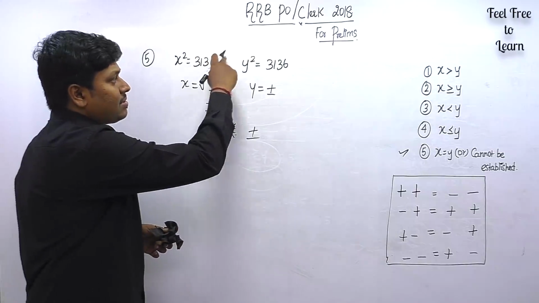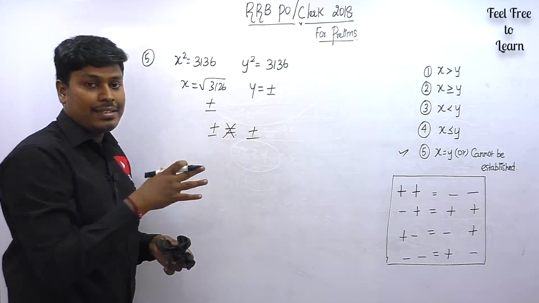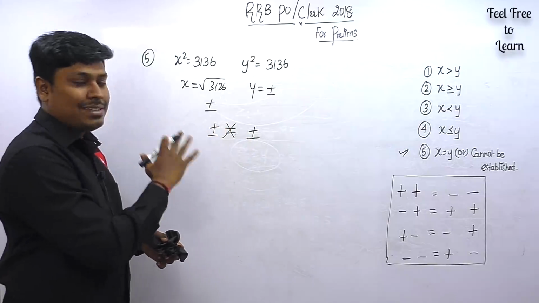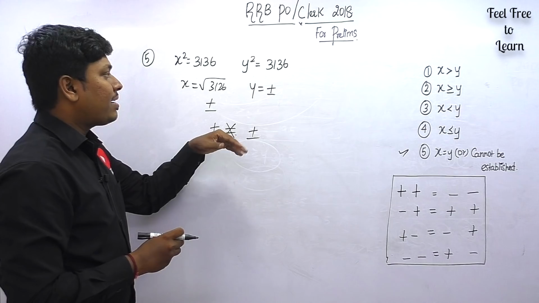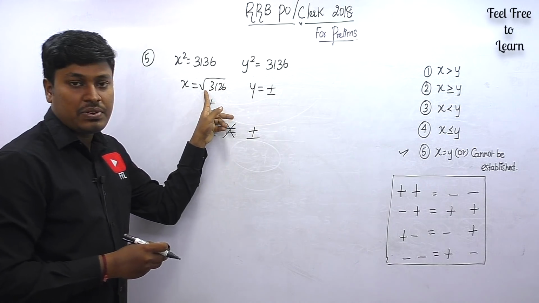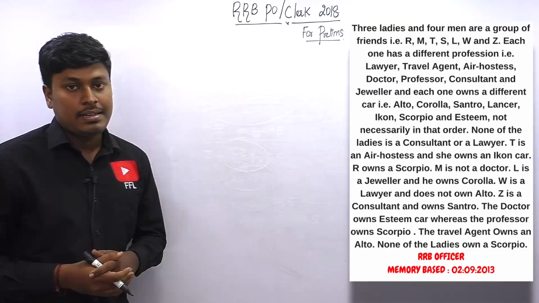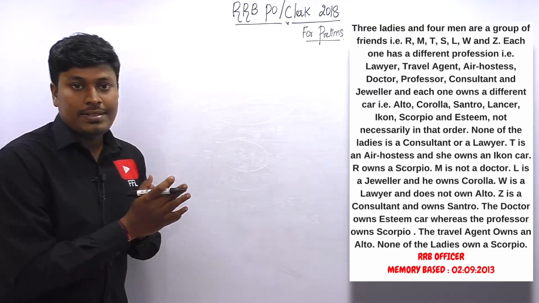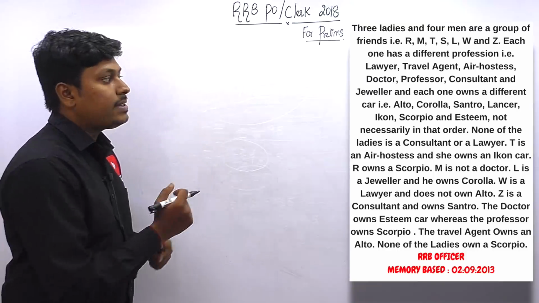So these are the questions in every equation set in the clerk exams. They are asking repeatedly the same concept question. So try to practice more and more questions based on square root, cube root and all. Finally, now we can solve this arrangement question that was asked in the 2013 exam.